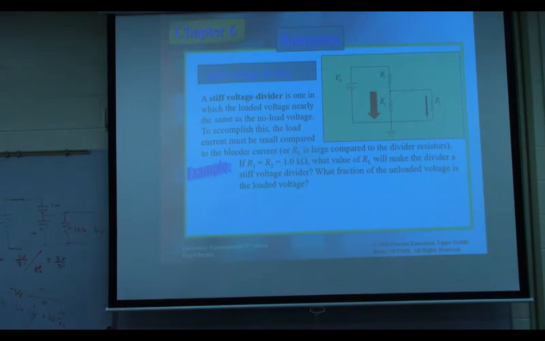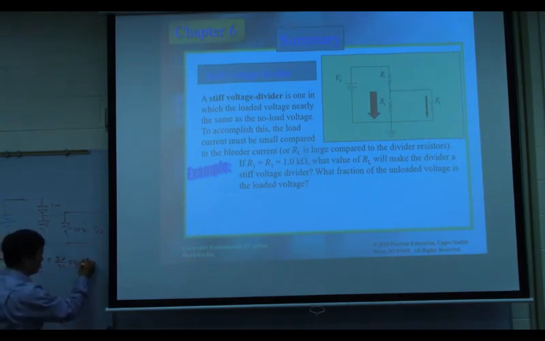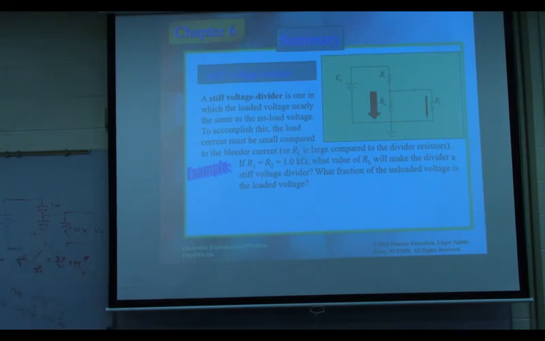So what fraction is this? It's 95%. So you can see if the voltage divider is stiff, that means the loaded resistance is 10 times more than the divider resistance. Then we still have the voltage change, but the change is approximately equal to 5%. So it reduces to 95% of the unloaded voltage divider.